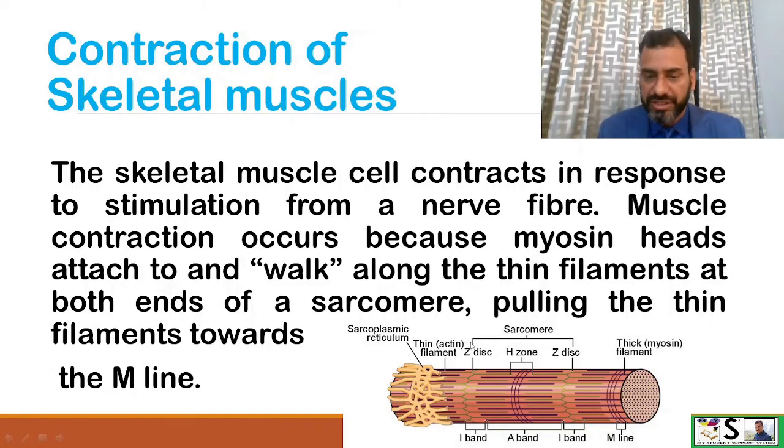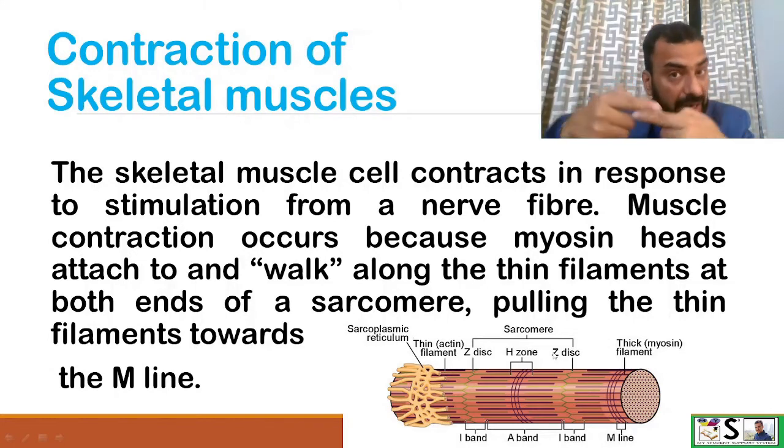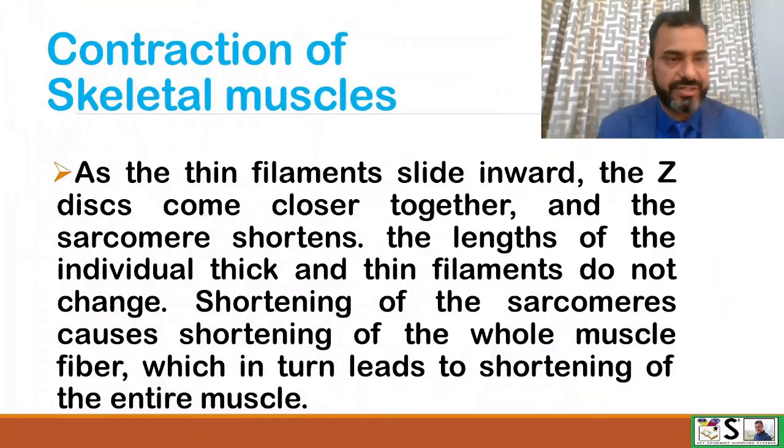So the sarcomere is shortened, and there are many sarcomeres. So in this way, whole muscle is contracted. Keep in mind, the fibers are not contracting, they are just moving. Sarcomere is contracting due to movement of these fibers, and finally the whole muscle is shortened. So this is the system of muscle contraction.